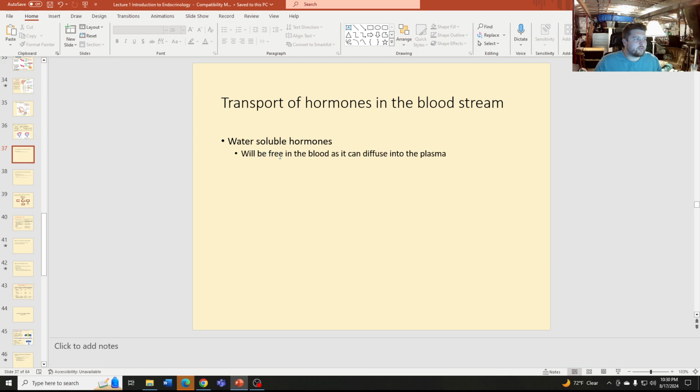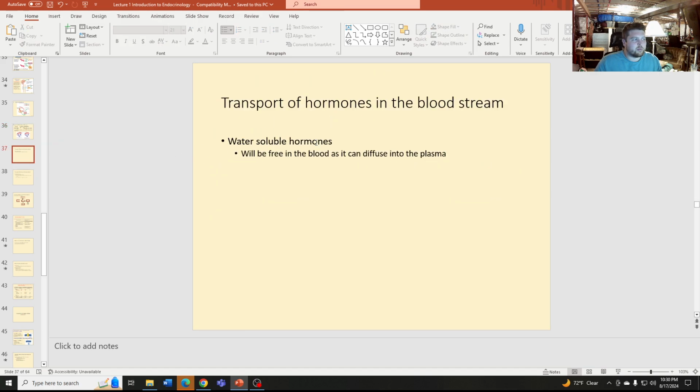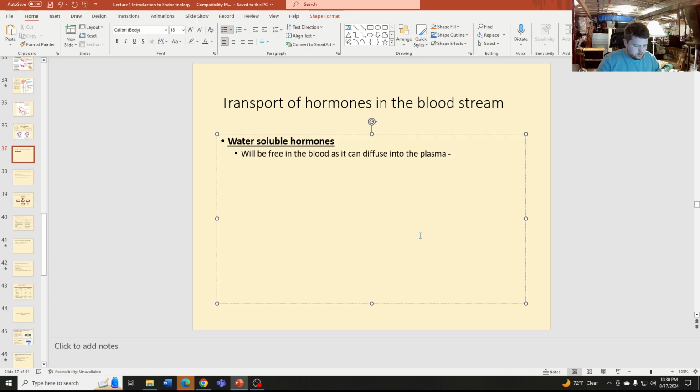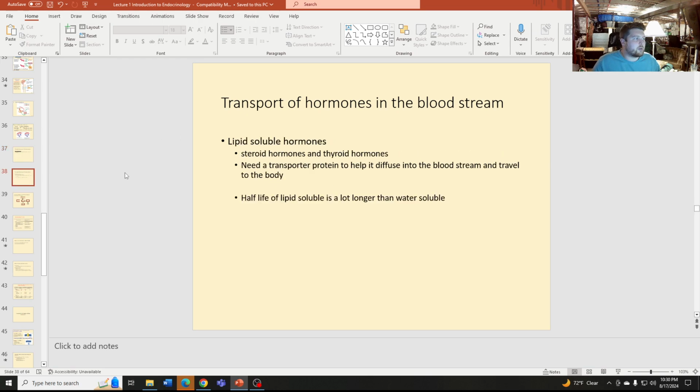Water-soluble hormones will be free in the blood as it can diffuse into the plasma. So like these ones, this is the exception. These are going to be more in the unbound form. And compared to, like the steroids, the lipids, the other ones that are going to need to be bound in order to continue to process. Lipid-soluble hormones, the steroids, they absolutely have to have the transporters.